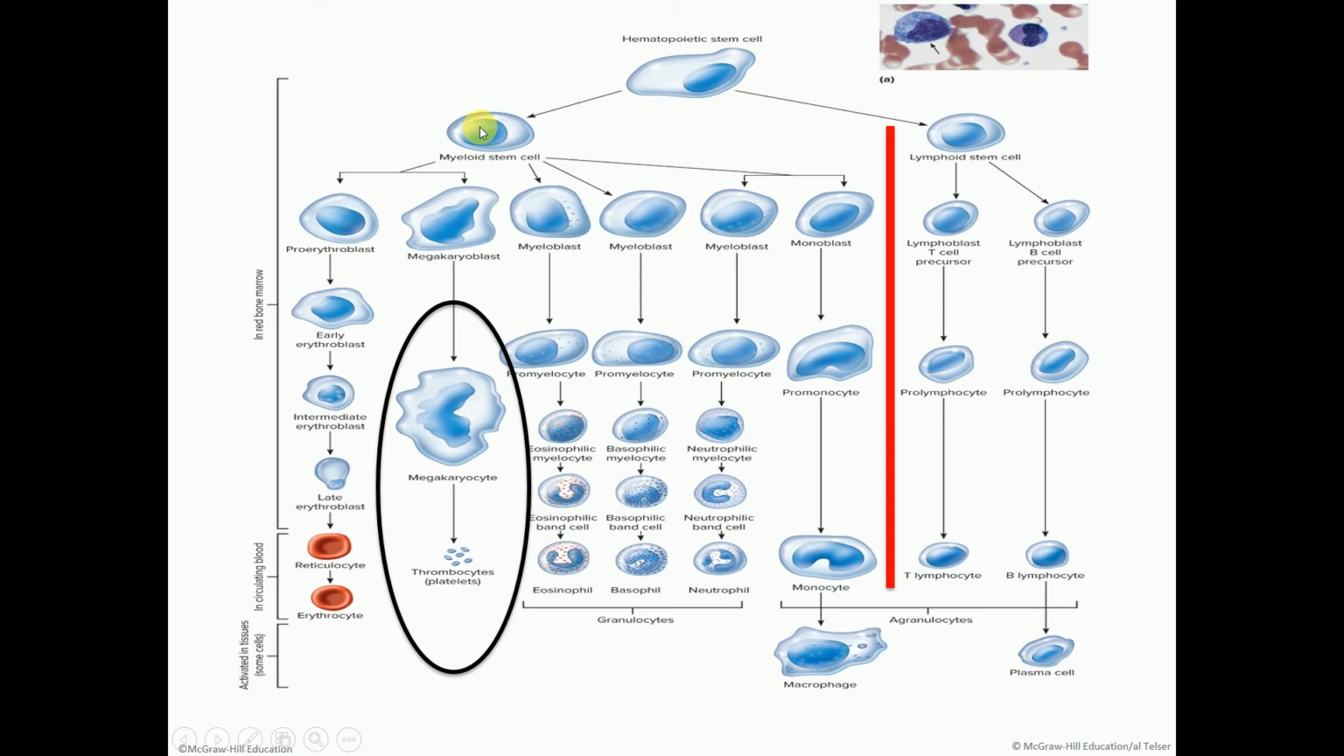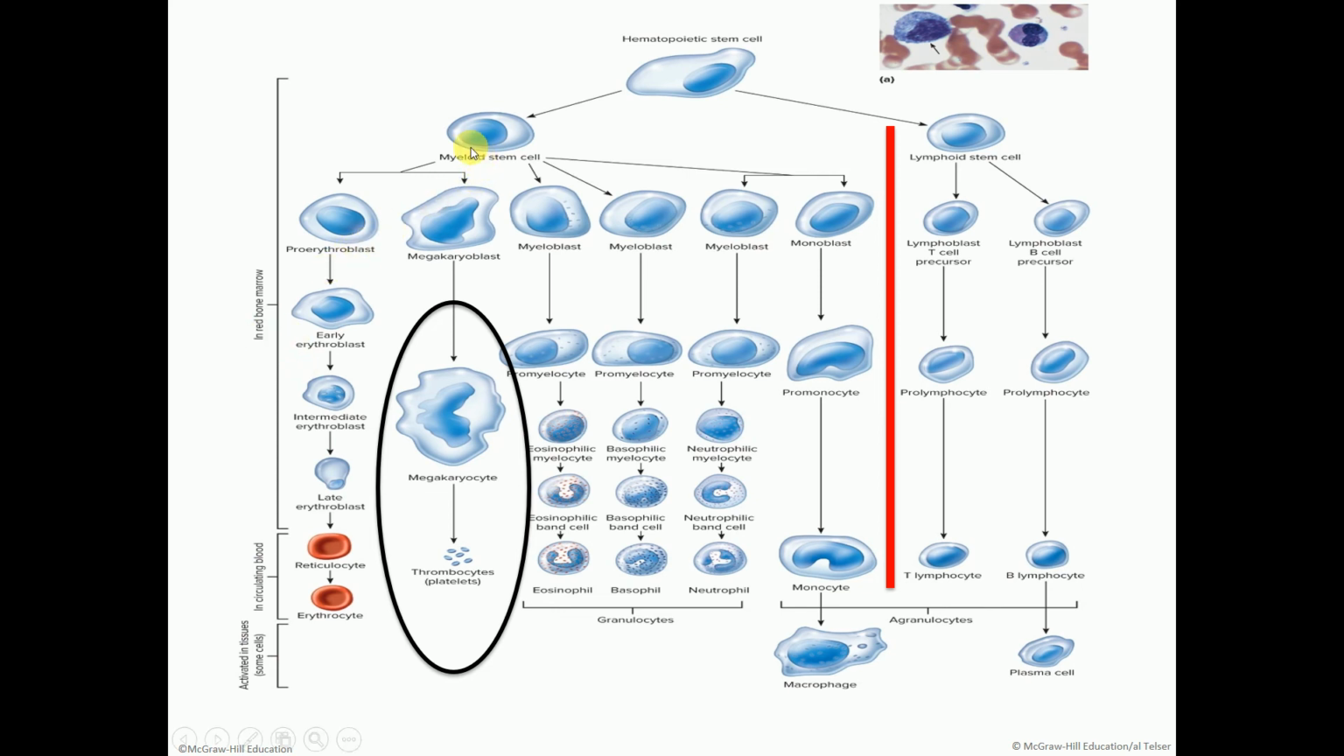Now we want to go over the production of these individual cells. So we'll start off with the myeloid stem cells. Myeloid stem cells can go through a process known as erythropoiesis, which is the production of erythrocytes. Erythrocytes is a fancier word for red blood cell, and you have to be familiar with both of those terms.